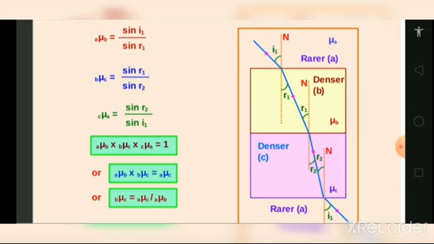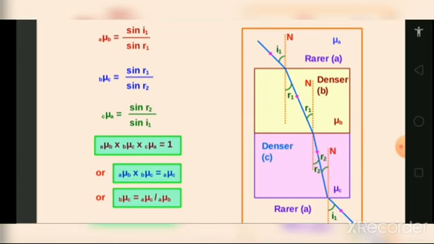Generally, the first three are the same, just the differences in the position, because the light is moving from rarer to denser, then again to another denser medium. At last you can say that the multiplication of all these three will be equal to 1, or the product of any two will equal the third one.